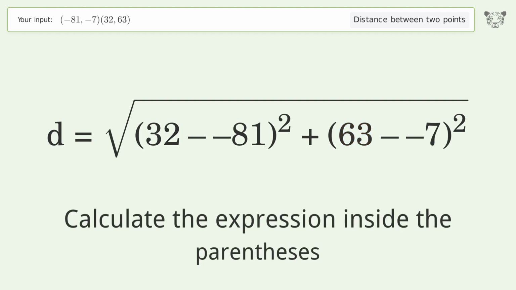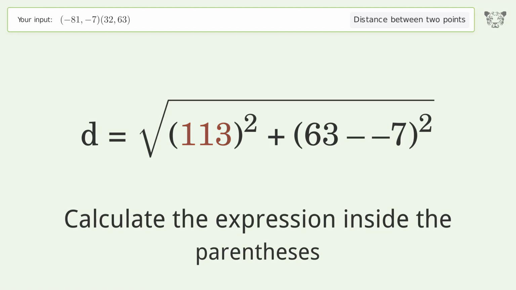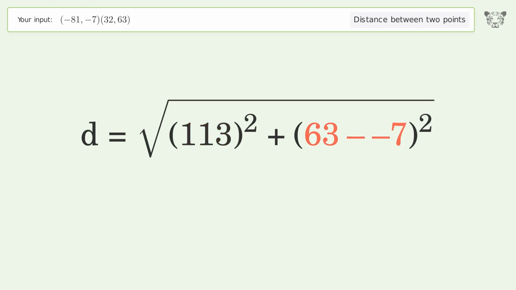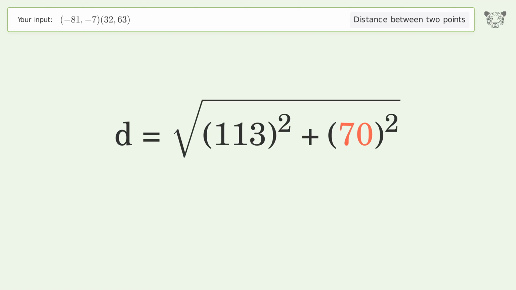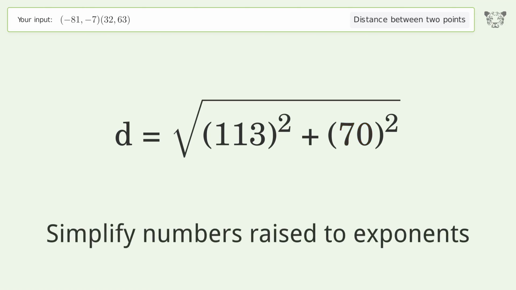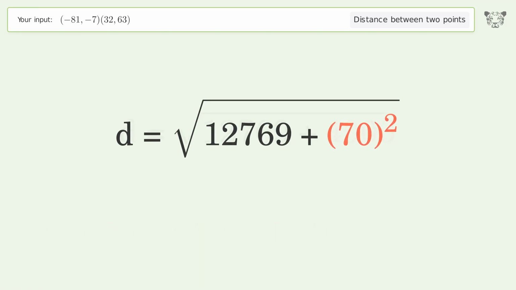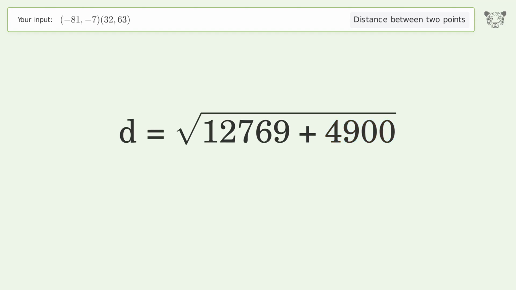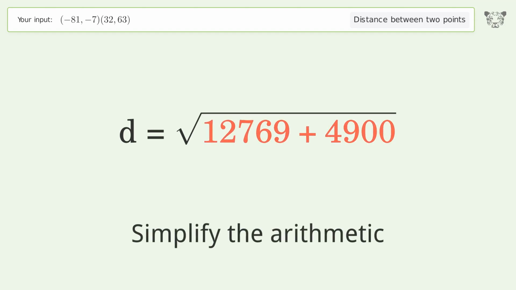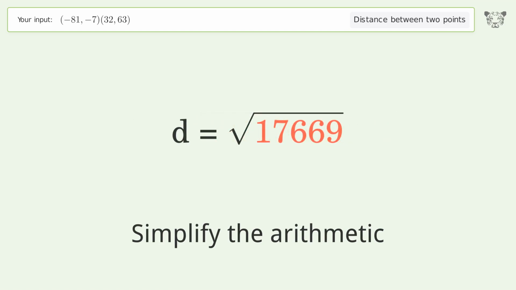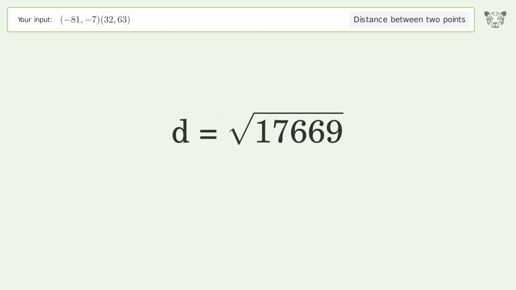Calculate the expression inside the parentheses. Simplify numbers raised to exponents. Simplify the arithmetic. And so the distance between the 2 points is the square root of 17,669 or 132.925.